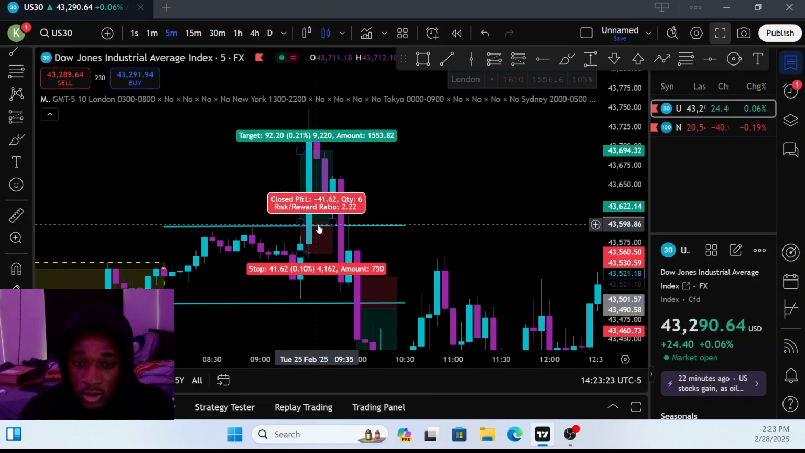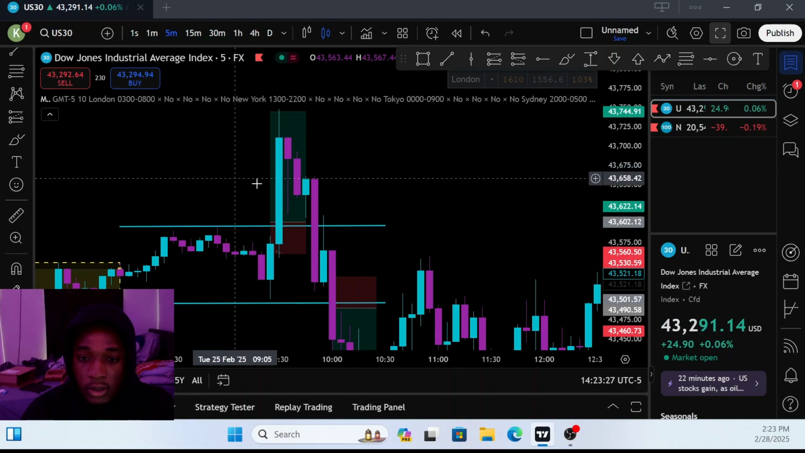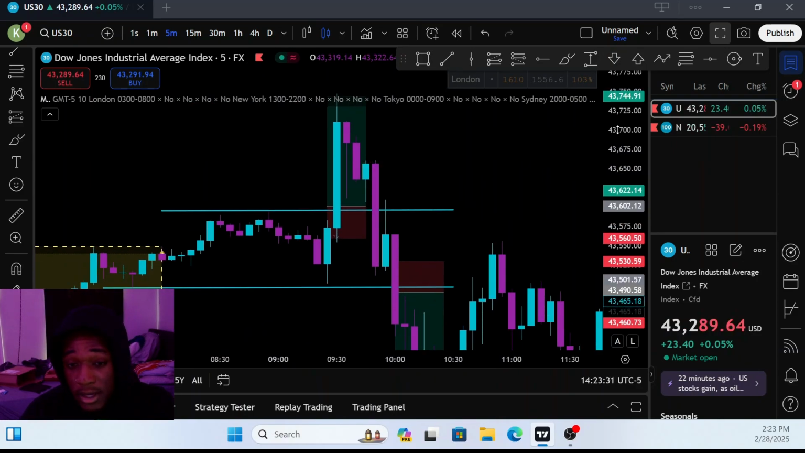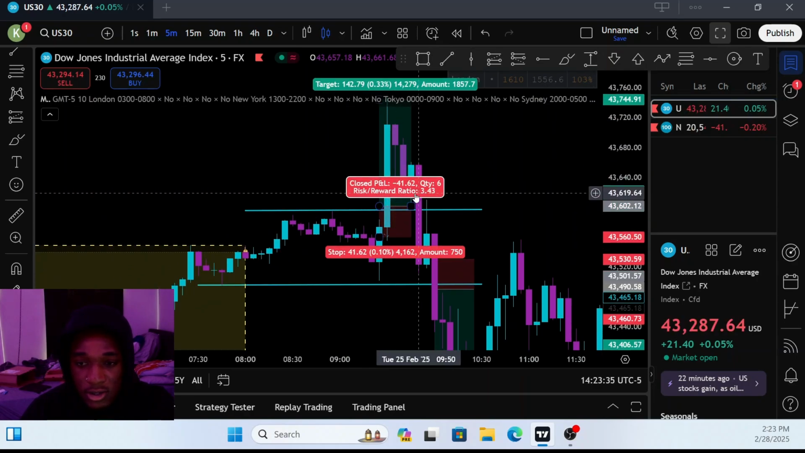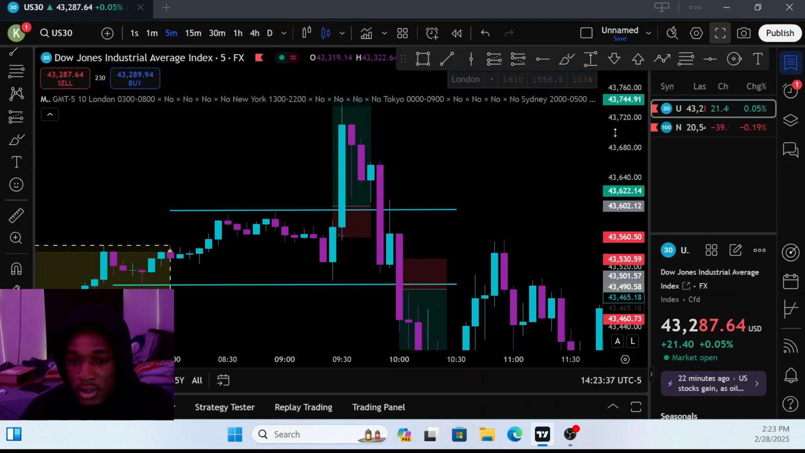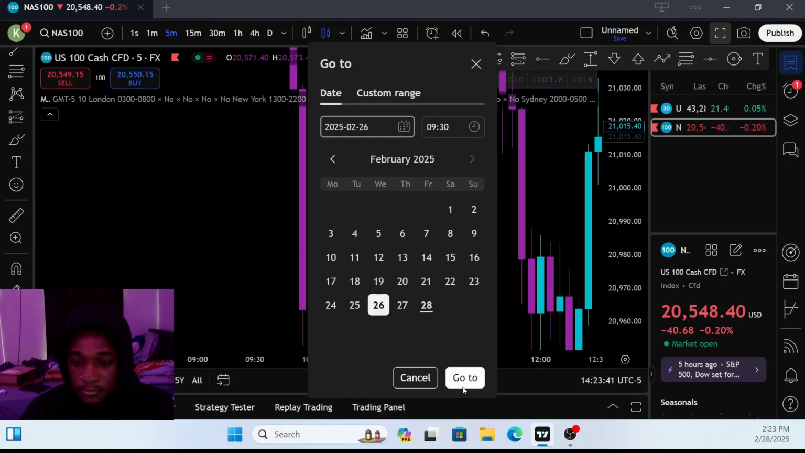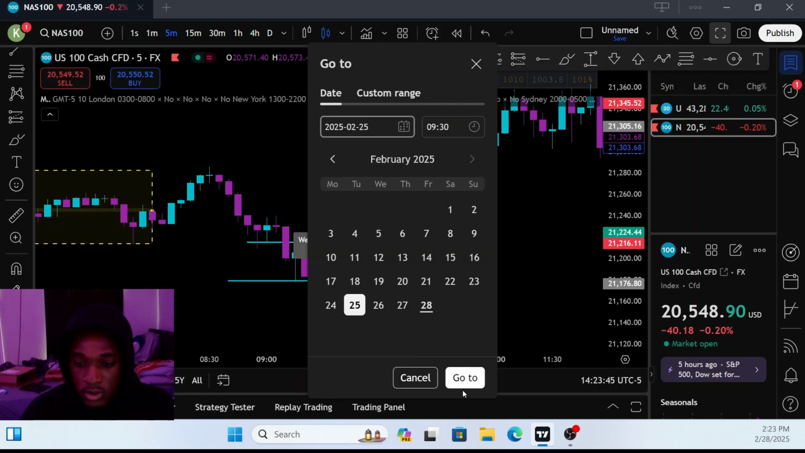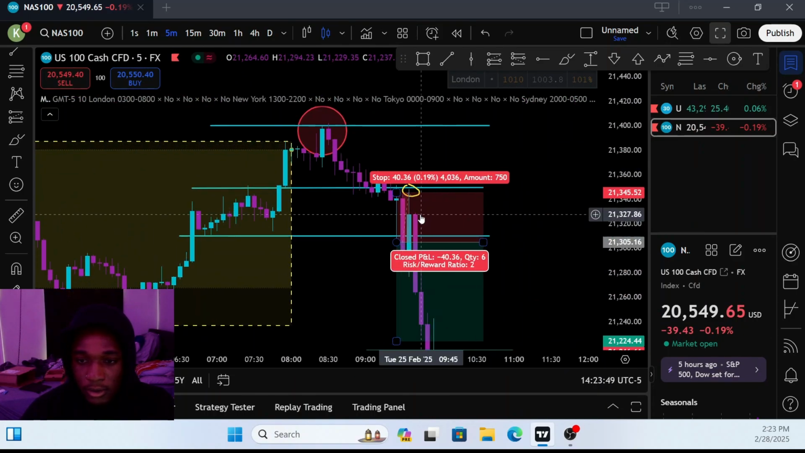So yeah, I called this trade out in my Discord. It was a perfect trade, 1 to 3 restore, W trade. Pretty sure multiple people made money on this trade, but it happened so fast, I didn't even get a chance to enter. So I just called it from my Discord, and I literally went and took a trade on Nas 100 because I missed that US 30 trade.